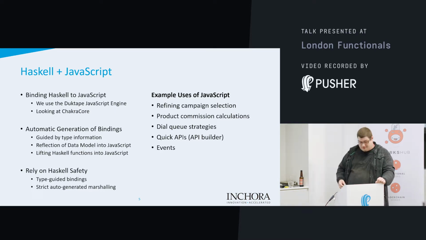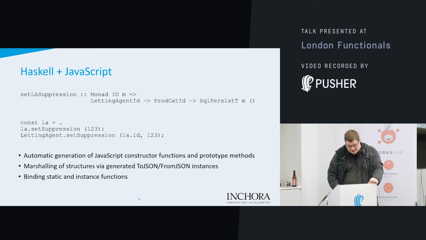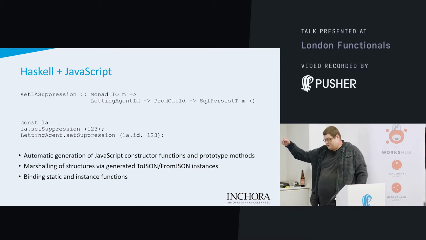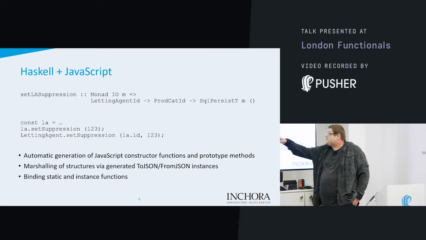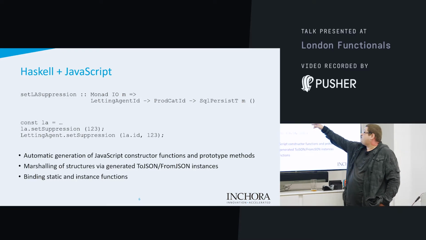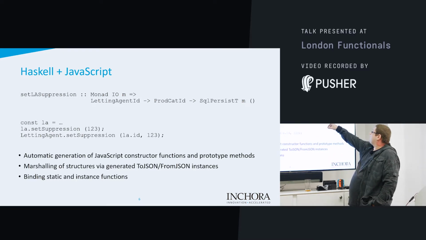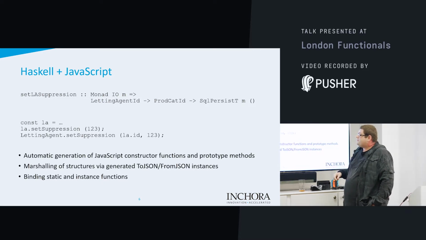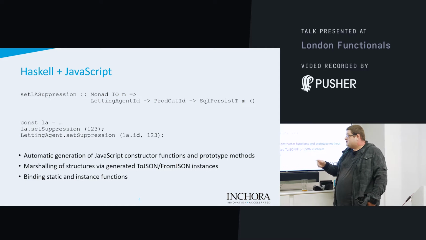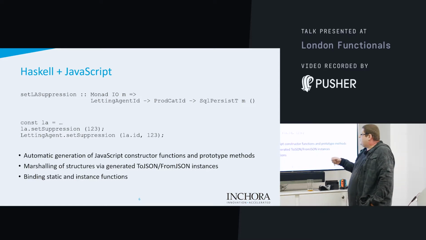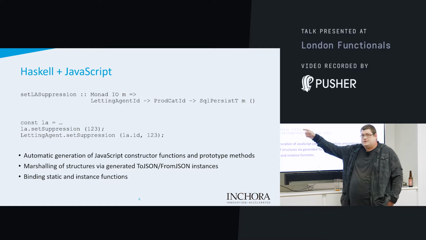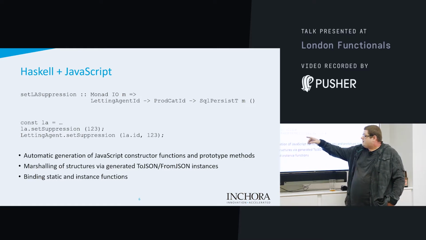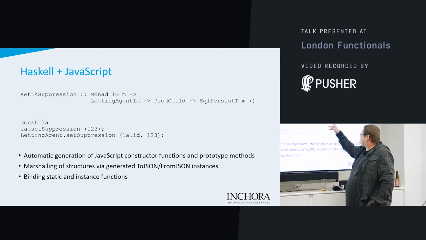So there's example uses there. We won't worry about that too much. But essentially, the automatic generation of the binding allows us to take a Haskell function just like this one. This is a function that takes the ID of a letting agent and the ID of a product category. It runs in our SQL monad. We're able to automatically generate bindings against that, and we can generate the bindings in two ways, or both, depending on what we want. We can either generate it as an instance function, in which case we're able to call it on every instance of every object, or we're able to have it as a static, in which case all of the arguments are immediately marshaled.